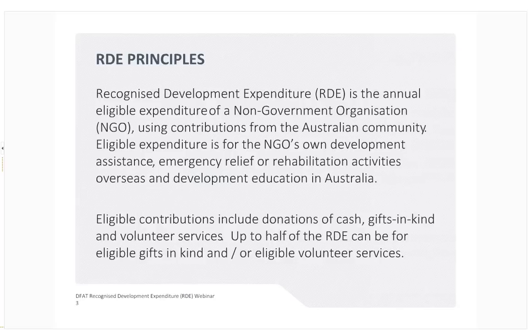So previously it referred to income, but actually it's a measure of the expenditure that you have using funds that you've raised from the Australian community. And the next line talks about it being for your NGO's own development assistance, emergency relief and rehabilitation. So it's talking about those activities that you have control over and those activities that are development activities, not other types of charitable activities. And then it covers off that eligible contributions include cash, gifts in kind and volunteer services, and that 50% of that claim can be for gifts in kind and eligible services.